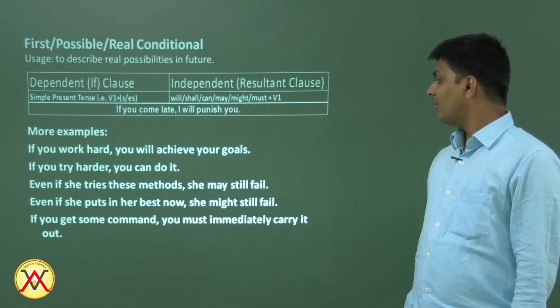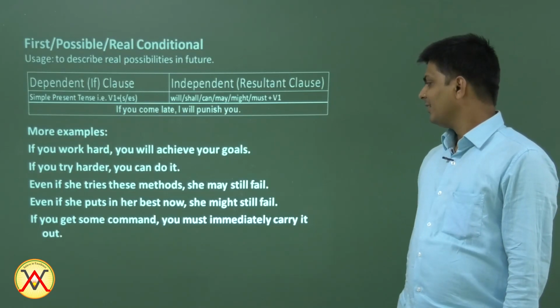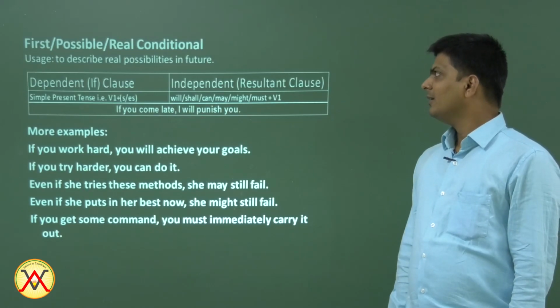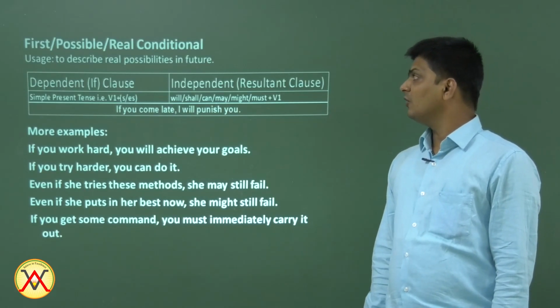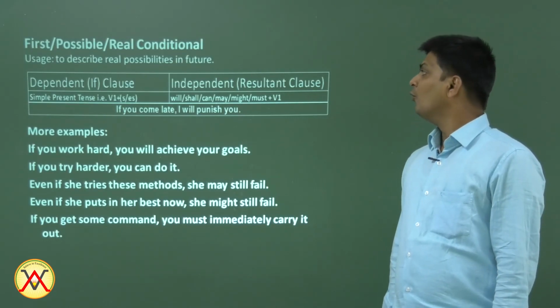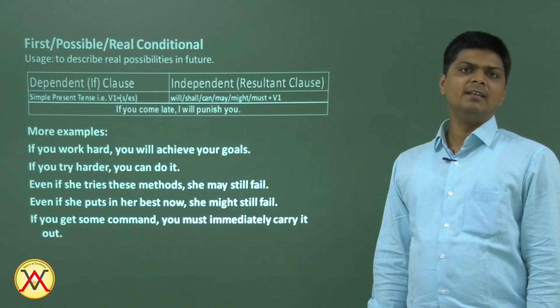Then if you get some command, you must immediately carry it out. Must is obligation here, compulsion. You must do it. There's no other way. So we have seen that in the first conditional we use first form in if clause and will, shall, can, may, might, must, one of them plus first form in independent clause.